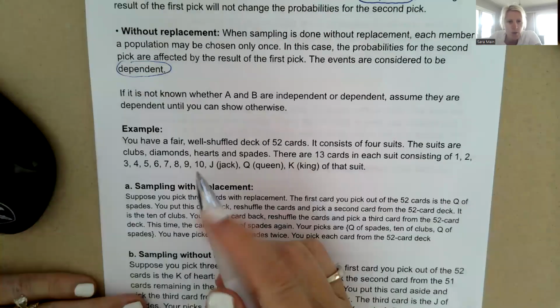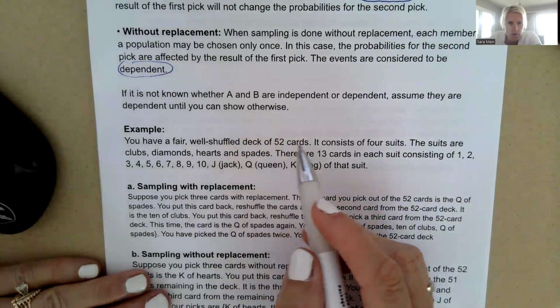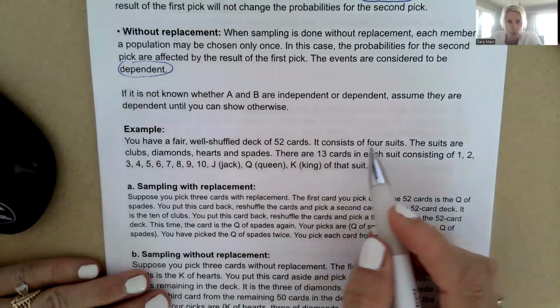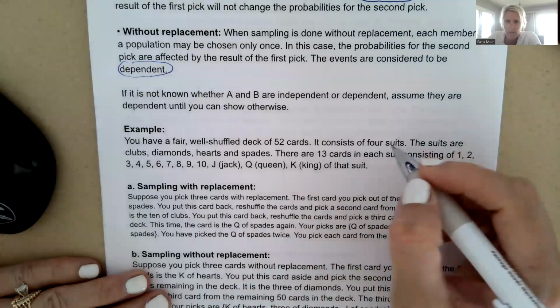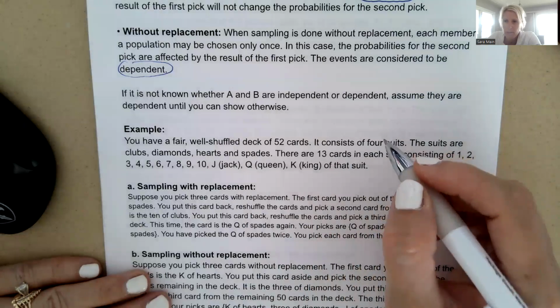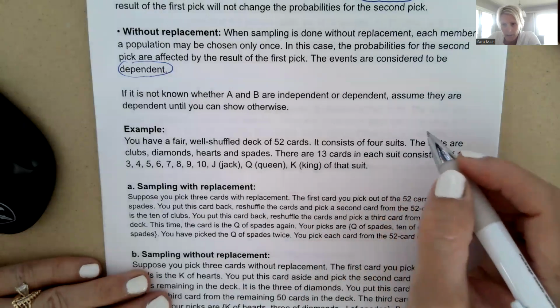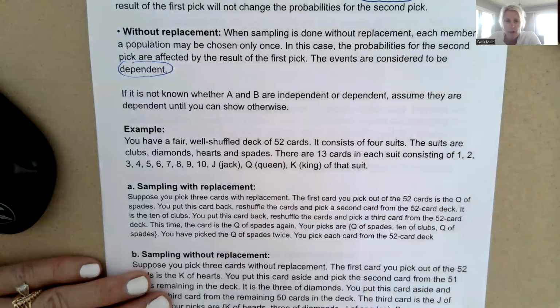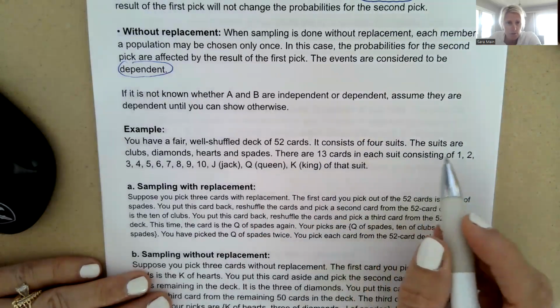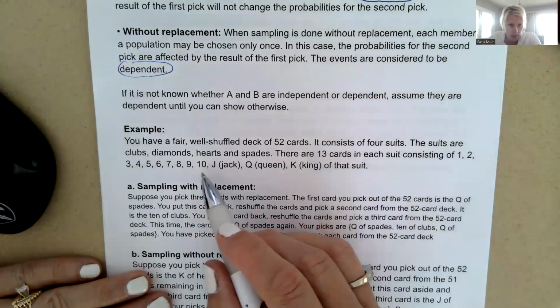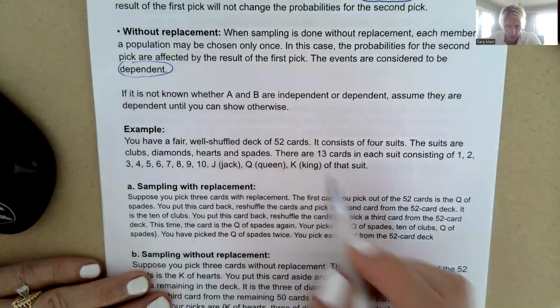You have a fair, well-shuffled deck of cards, 52 cards. It consists of 4 suits. So the suits we have are spades, clubs, diamonds, and hearts. There are 13 cards in each suit, consisting of 1 through 10, a jack, a queen, a king of that suit.